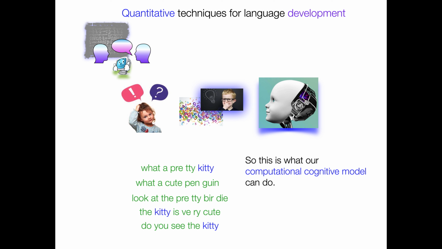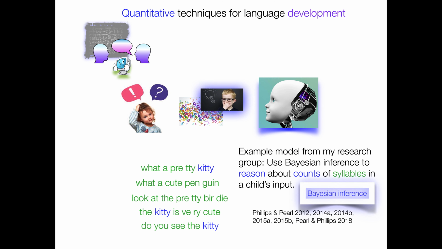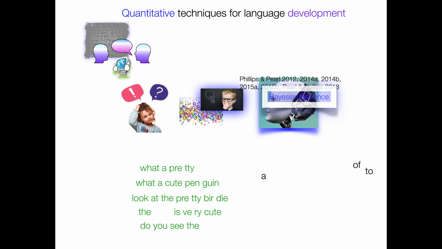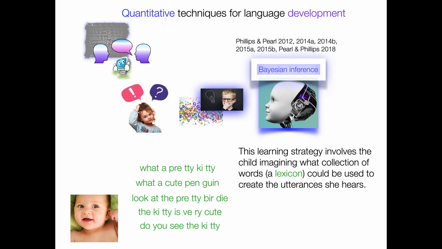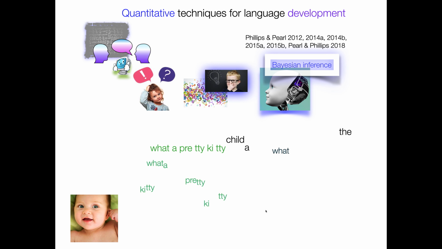So this is what our computational cognitive model can do, to count syllables and reason over those counts in a principled way. Now, an example model comes from my research group and uses Bayesian inference as the way to reason about counts of syllables in a child's input. This learning strategy basically involves the child trying to figure out what collection of words, called a lexicon, a fancy name for a vocabulary list, could be used to create the utterances that she hears. That's what you're trying to uncover: what's the list of words that made these utterances.